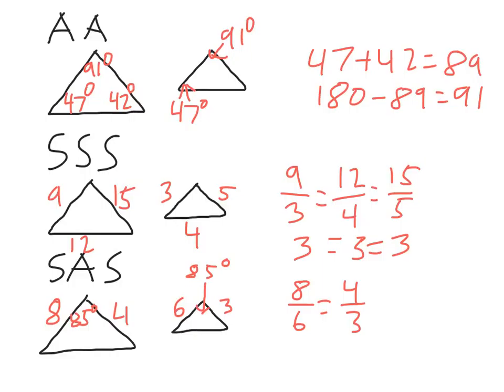Well, 8 over 6 is 4/3. And 4 over 3 doesn't reduce anymore, it stays 4/3. So we've got 4/3 equals 4/3. Those two are proportional with an angle in between them, meaning that these two triangles are similar by side, angle, side.